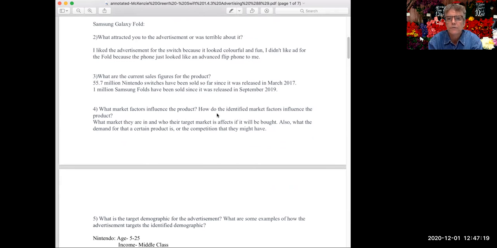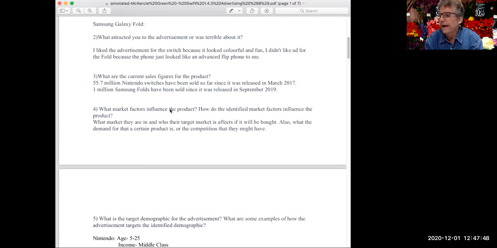Okay, so here is a place where some people got confused. How do the identified market factors influence the product? What market they are in and who their target market is affects if it will be bought. Also, the demand for a certain product, or the competition that they might have, that they're talking about marketing. What I'm talking about here is what market factors influence the product.